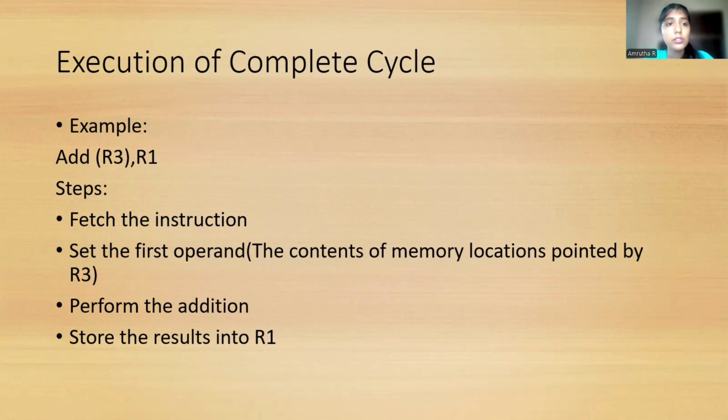It means we have to travel to that address to fetch the value which we need, and that will be added with R1. So this form of addressing is called indirect addressing, and that is why we use brackets here.